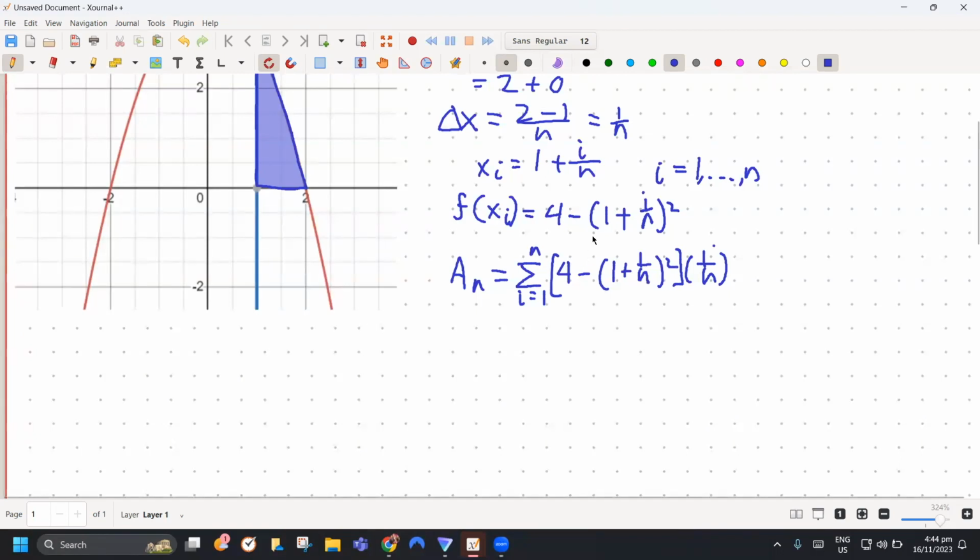So, expand mo yan, no? Yung 4 minus 1 plus 1 over n square. Yun yung first step. Tapos, simplify. Kaya, 1 plus i over n. Pwedeng lagyan mo, biglang nawala yung i eh. So, 4 minus 1 plus i over n.